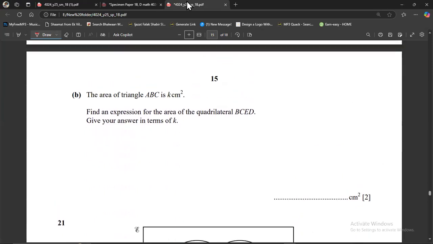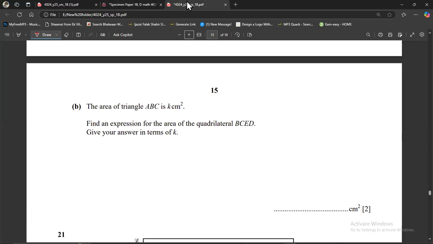Okay, now the next part, the B part, question number 20, the B part. The area of the triangle ABC is K centimeter square. So we know the area of that big triangle. Then the question is find an expression for the area of the quadrilateral BCED. Give your answer in terms of K. It's a 2 marks question.